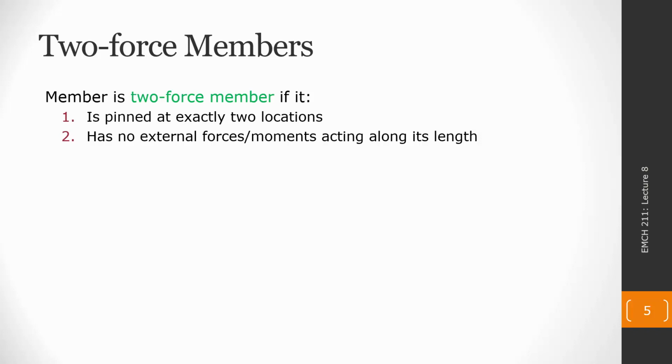It cannot be more than two. It cannot be a pin and a peg. It cannot be a pin and built into the wall. It has to be exactly two pin connections. And this is what we saw in trusses. A requirement for something to be a truss problem is that every member had to be pinned together.